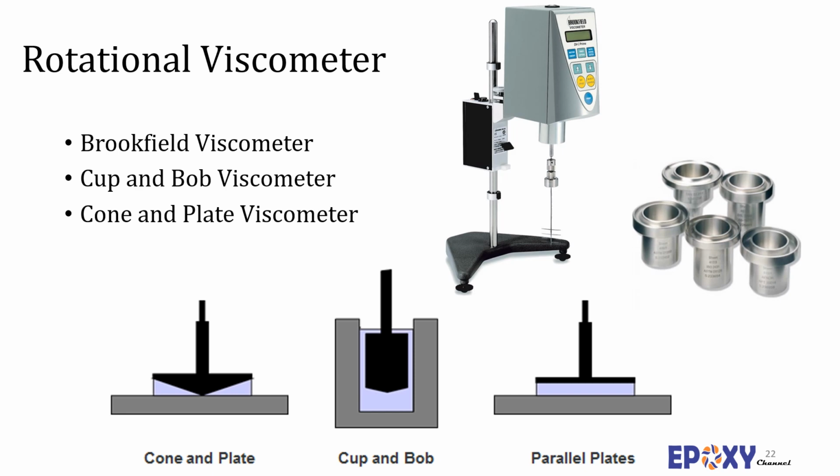Cone and plate viscometers have a precise torque meter, which is driven at a discrete rotational speed. It uses a narrow angle cone in close proximity to the flat plate. The viscosity is calculated from shear stress and shear rate. These methods are used often for non-Newtonian fluids.